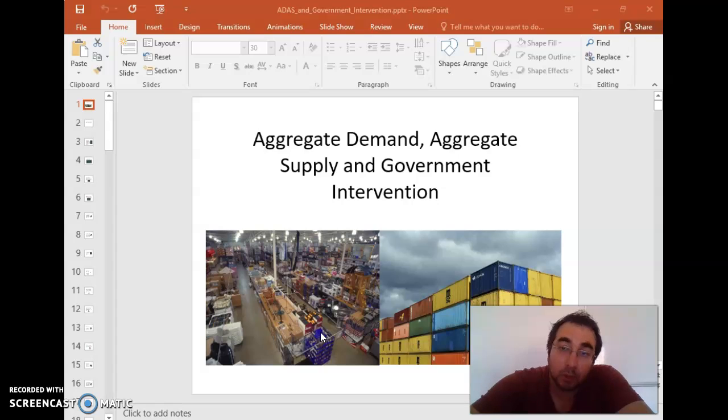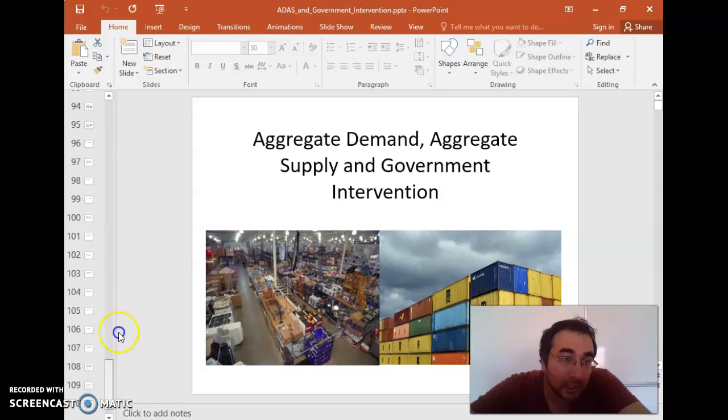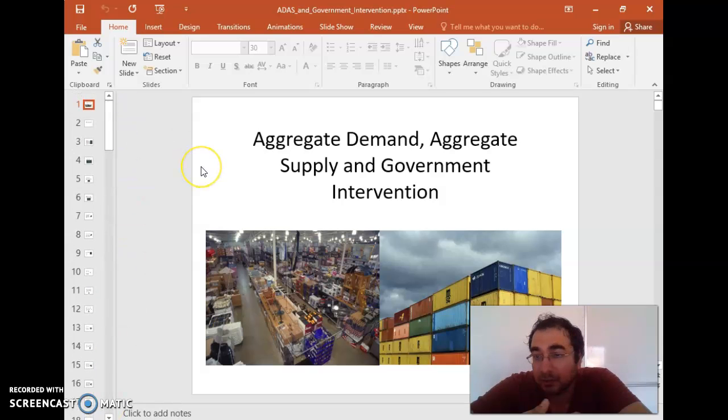The topic of the last lecture is aggregate demand, aggregate supply, and government intervention. I have brought together two topics, since aggregate demand and aggregate supply, and also government intervention, were too short. As a result, you have this relatively long presentation, 110 slides, although a significant portion of it shows the same graph with different positions again and again.